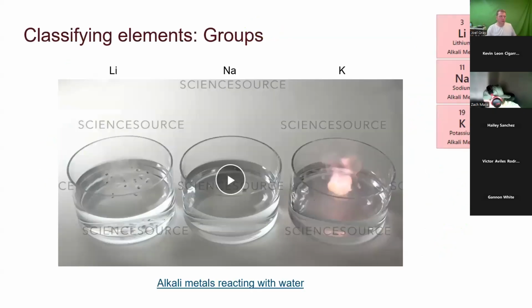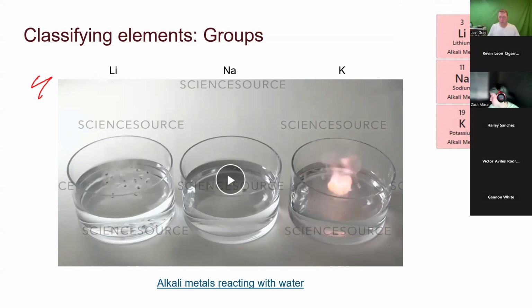Now, with that said, our first row on the periodic table has lithium, sodium, and potassium. These are what are known as alkali metals. And these metals react very violently. They react very violently within water.